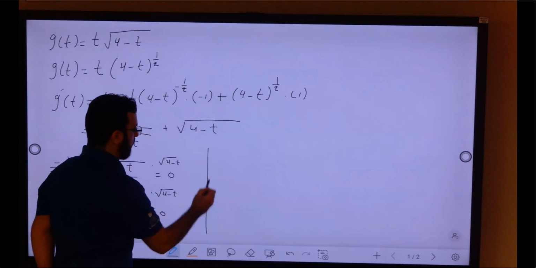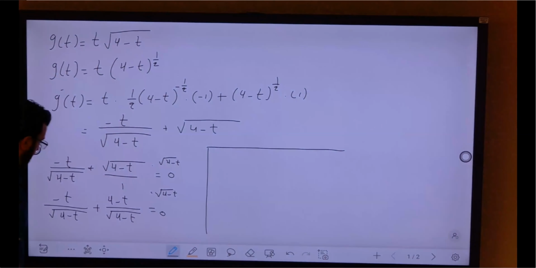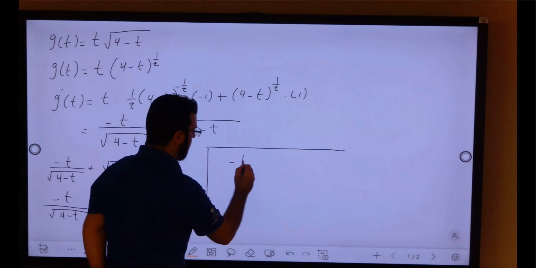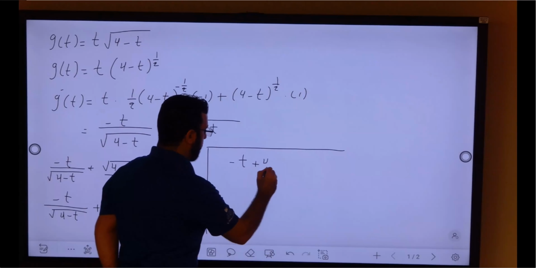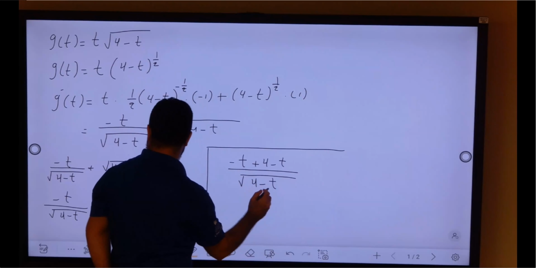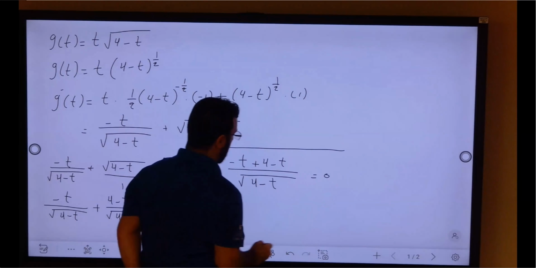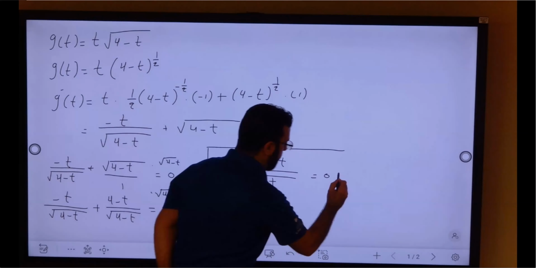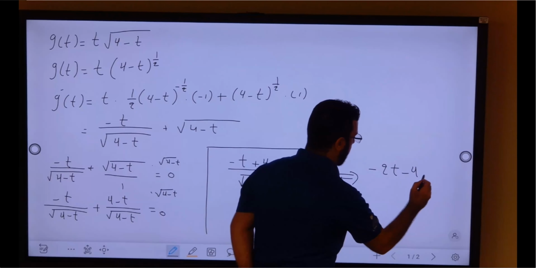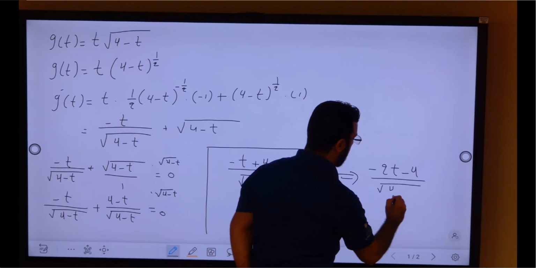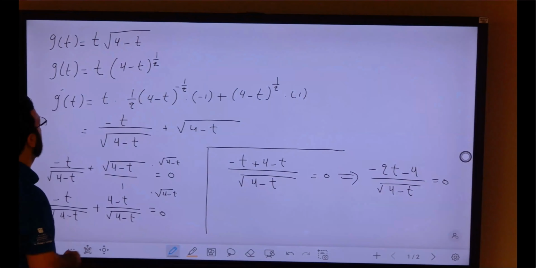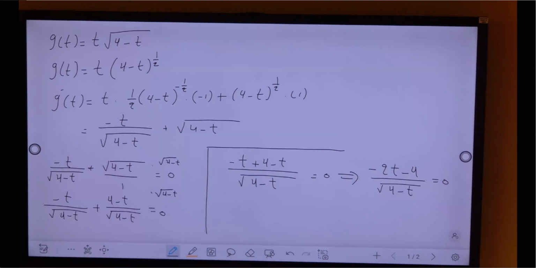Right? Now negative, negative t plus 4 minus t. Oh, no. 2t, plus 4 minus t over the root of 4 minus t equals 0. That means going to be negative 2t minus 4 over square root of 4 minus t equals 0. What's the next step? Why is it minus 4? Oh, it's a plus.